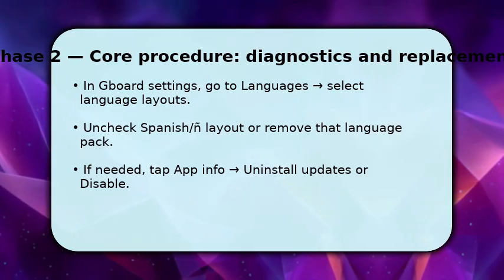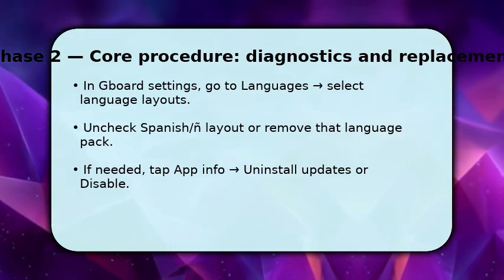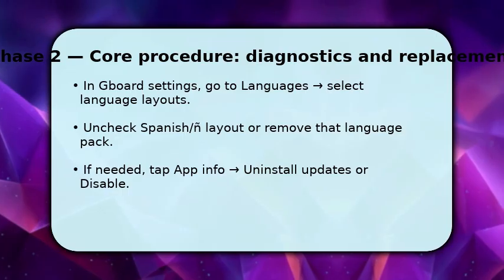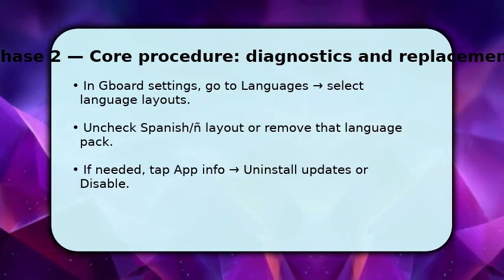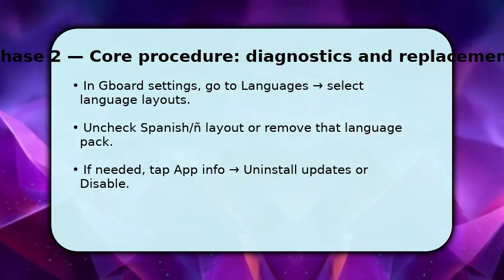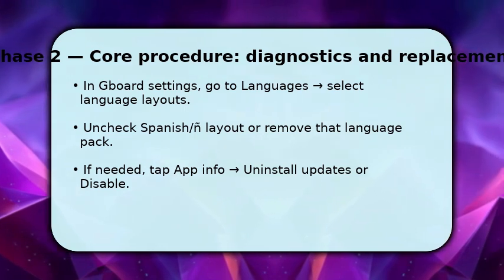If the layout persists because of app updates, make sure to open App Info from the system settings and choose Uninstall Updates or Disable to revert behaviors. This step forces the keyboard back to the base.